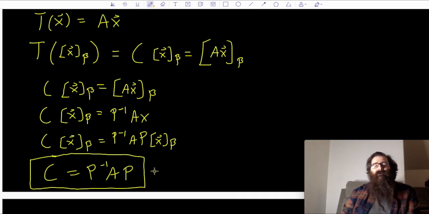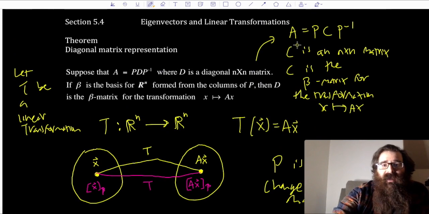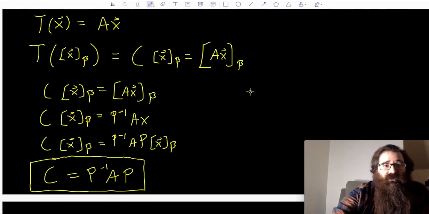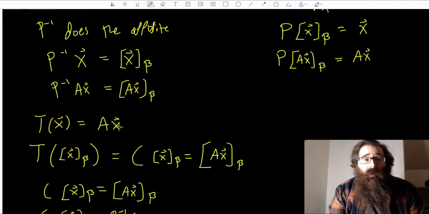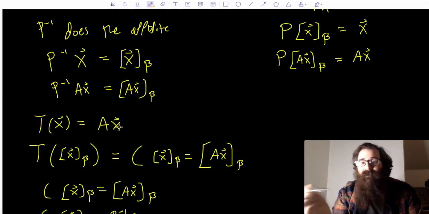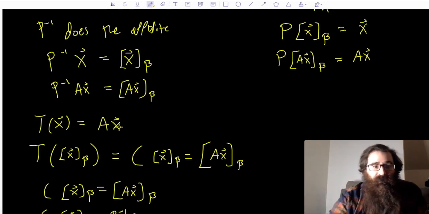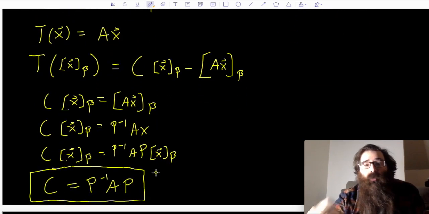Now, it maybe doesn't look identical to what we said above, but it is an identical statement. So we were saying A equals P C P inverse, but if I solve this for C, then C is equal to P inverse times A times P. So there is a nice relationship between our linear transformation when working in the standard coordinate system and the standard basis, and how that transformation is going to behave when I'm working in a non-standard coordinate system with a non-standard basis. And in fact, the relationship is right here, that C is equal to P inverse times A times P, or equivalently, A is equal to P times C times P inverse.